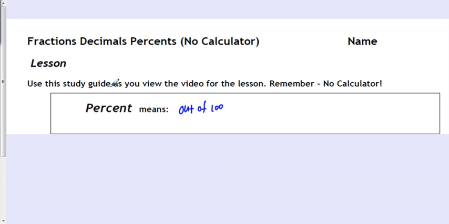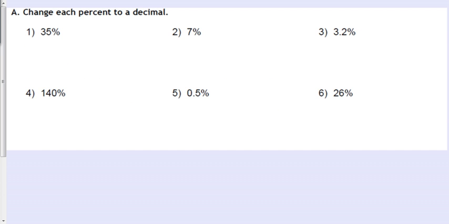We'll remember that percent means out of 100, and sometimes it will help if we think of that as over 100. And really another way of saying the same thing is divided by 100. So depending on what we are trying to do or what we're given, we'll think of percent in these three ways that are really three different ways of saying the same thing.